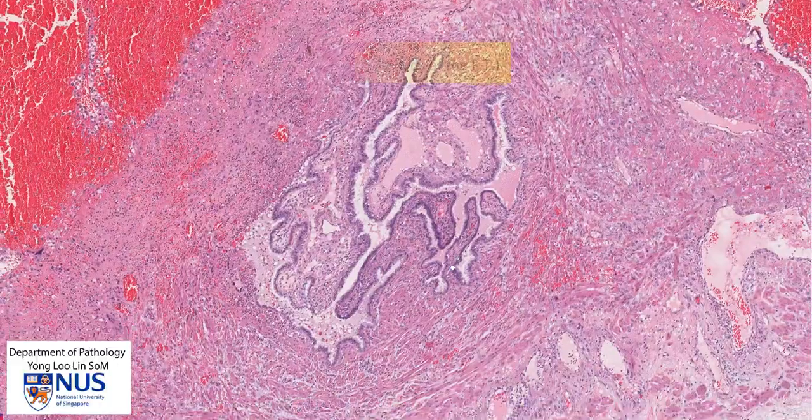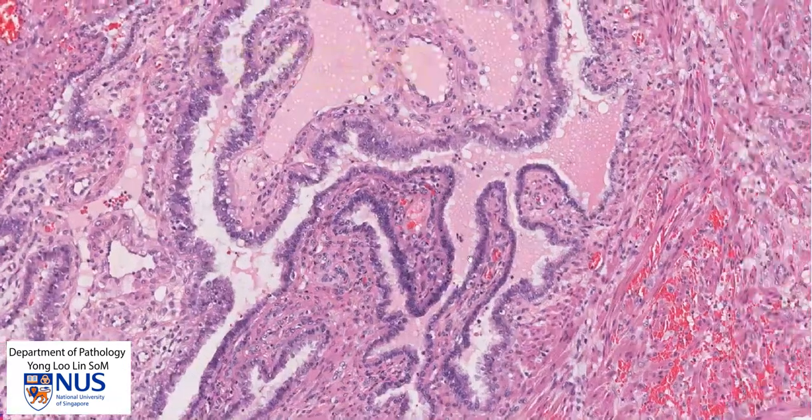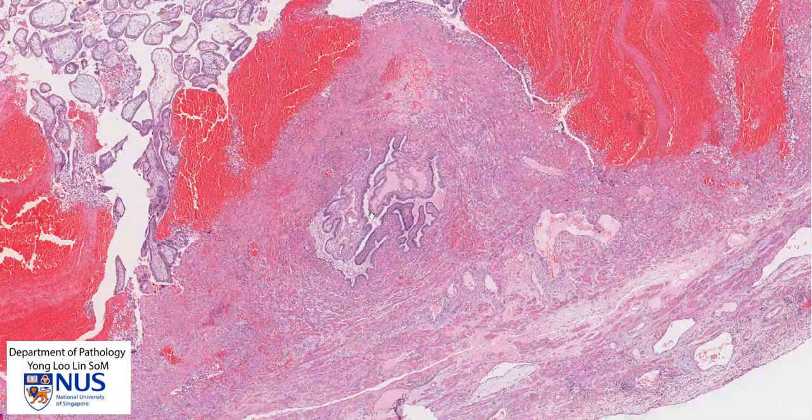We can see here the usual normal mucosal folds, which are called plicae, that are lined by ciliated columnar epithelium. And this space here is the lumen of the fallopian tube. Surrounding the mucosa is a layer of smooth muscle tissue.